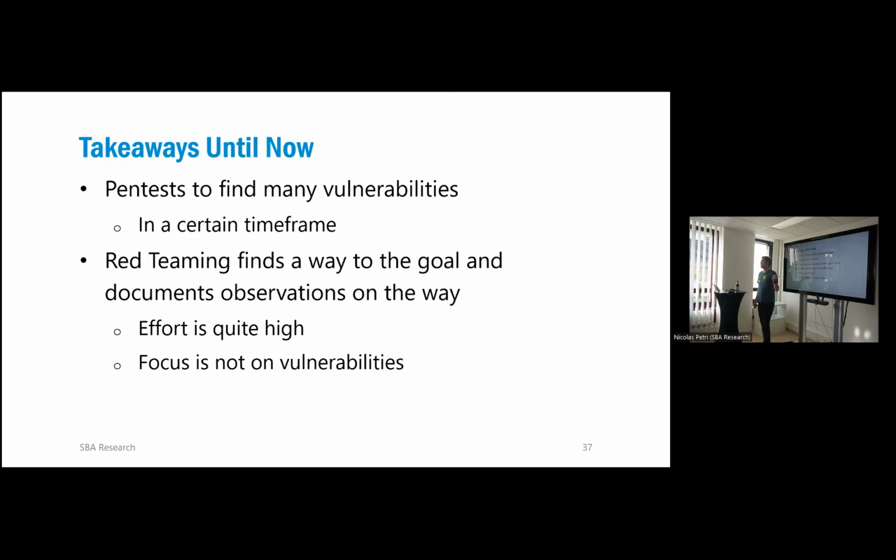Whereas red teaming finds a way to a goal and documents the observations on the way. So this doesn't find so many vulnerabilities. If a vulnerability is not exploited, maybe they document it even if they found it, but it's not the goal to find a lot of vulnerabilities. We saw the effort is a lot higher. And the focus is not on the vulnerabilities, but on observations on the way and maybe on an attack path.